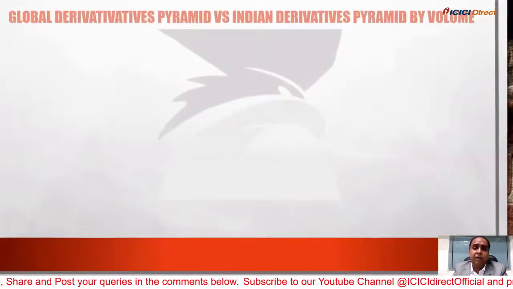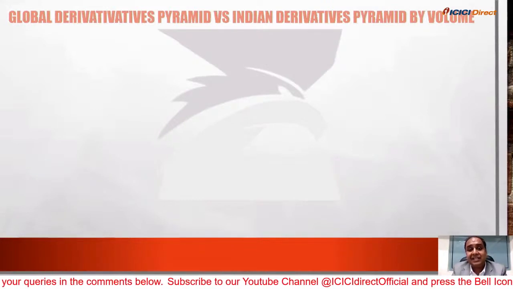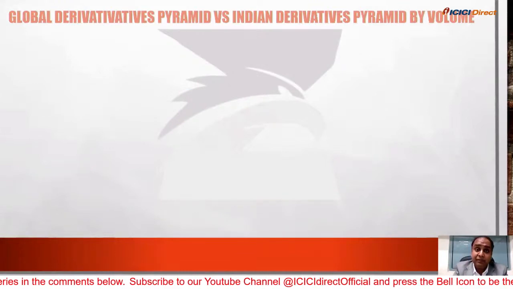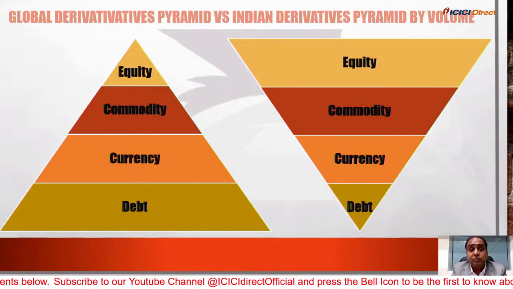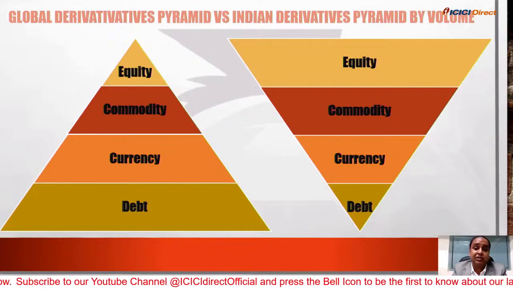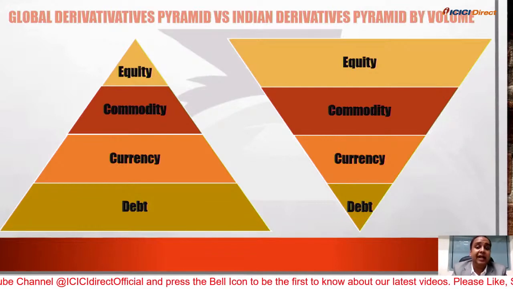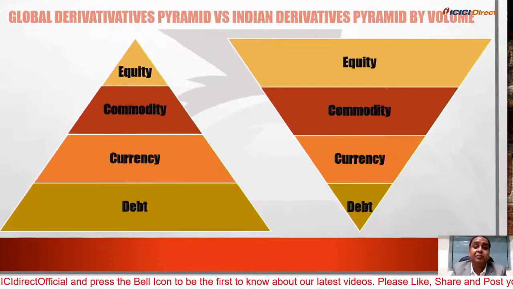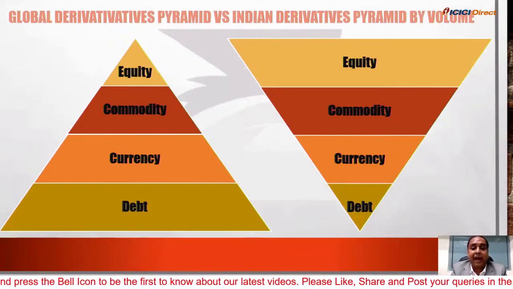So when we talk about derivatives as such, do you know what are the volumes of different asset classes in derivatives across the world? On your left hand side, the chart shows the volumes pyramid of different asset classes across the world. So you have debt derivatives, interest rate derivatives as they call it, to be the major volume generator in the derivatives market, followed by the currency, the commodities, and then finally equities. However, it has been observed in India that the pyramid is absolutely inverse. The market participants in India primarily are interested only in dealing with equity derivatives.